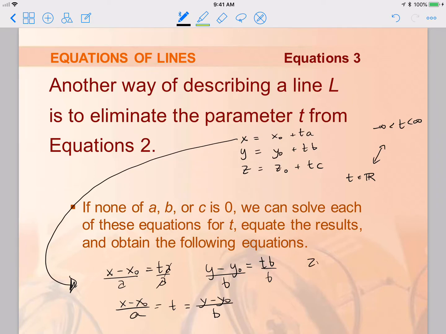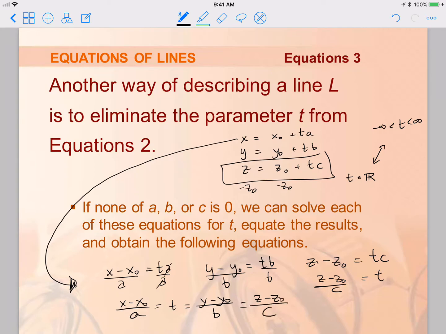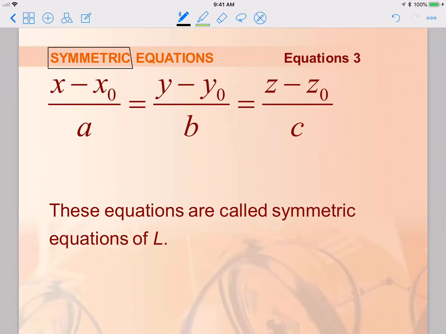And we can do the same thing with z. I'm just subtracting z naught from both sides, so I get z minus z naught equals tc. So if c isn't equal to 0, then t is equal to (z minus z naught) over c. Okay, and these equations, this equal to this equal to this, are called symmetric equations of the line. And this again is assuming that a is not equal to 0, b is not equal to 0, and c is not equal to 0.